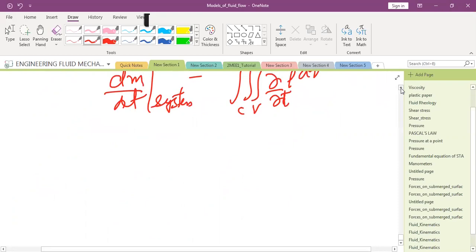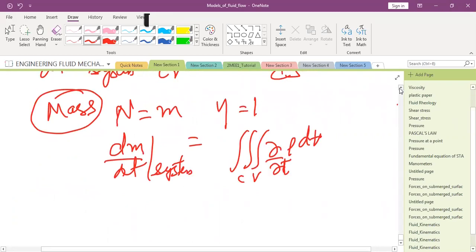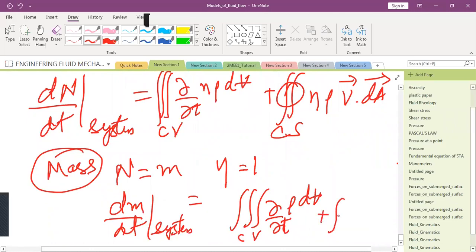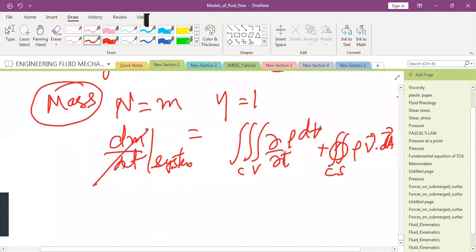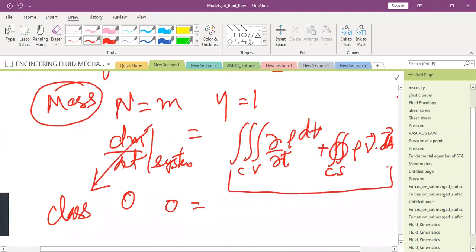What else? I know that n is unity here, so plus the double integral over the control surface of rho V dot dA. What is this term equal to for classical mechanics? 0. So what do I get? 0 is equal to these two terms. Are you clear? Any doubts to anyone? No, sir.